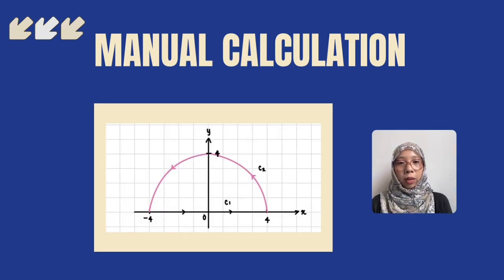To help everyone visualize this better, here is the sketch of our path. As you can see, C1 moves from left to right along the x-axis from negative 4 to 4. Then C2 forms the upper boundary of the semicircle, moving in a counterclockwise direction from 4 back to negative 4. This forms a closed loop, which is vital for calculating our total line integral.